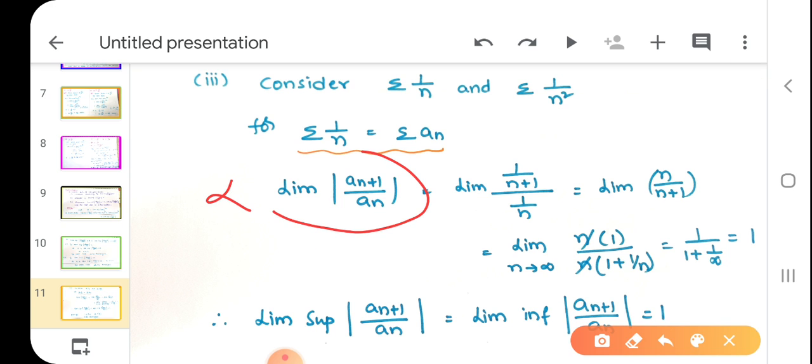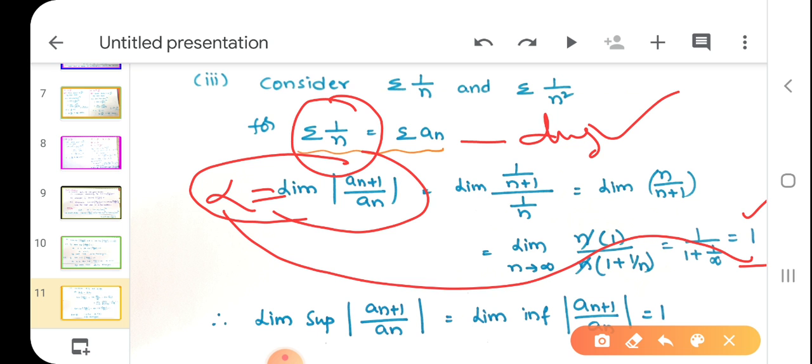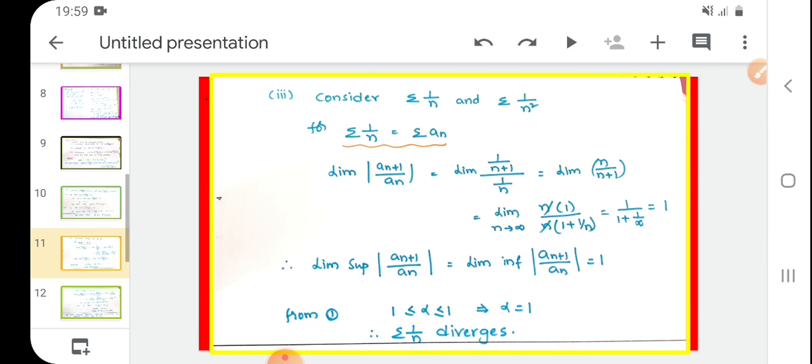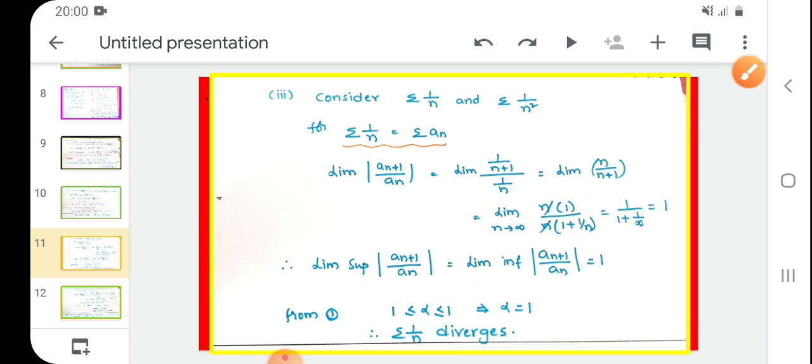This is the formula of the ratio test. First we let the given series be an, then we write the value of an plus 1, and we find the limit of an plus 1 by an. What do we get here? 1. But by the p test, what we know, summation an is divergent. So therefore we write, for alpha equals to 1, the given series is divergent. See here, for alpha equals to 1, summation an is divergent by the p series test.